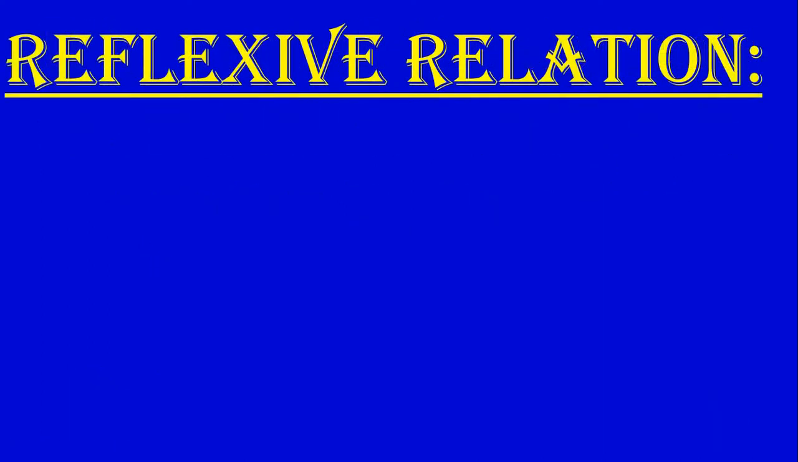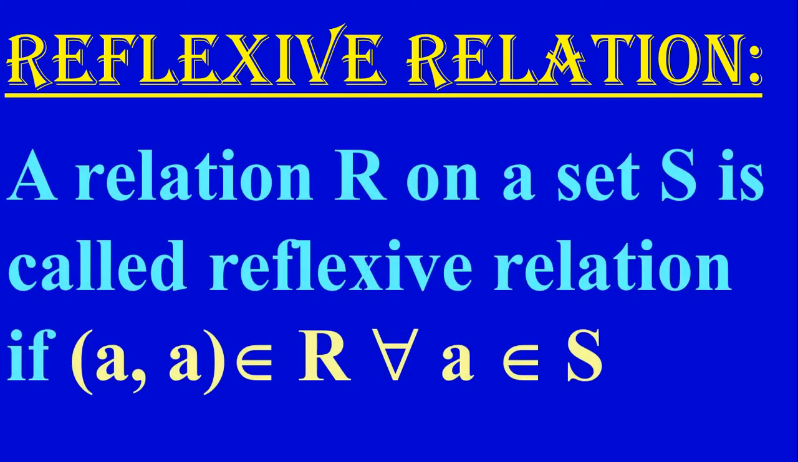Now we see the reflexive relation definition. A relation R on a set S is called a reflexive relation if the ordered pair (a, a) belongs to R for all a belongs to S. You take any set S and take all the elements. You have to take all the elements. If every element is related to itself, then that relation is called a reflexive relation.